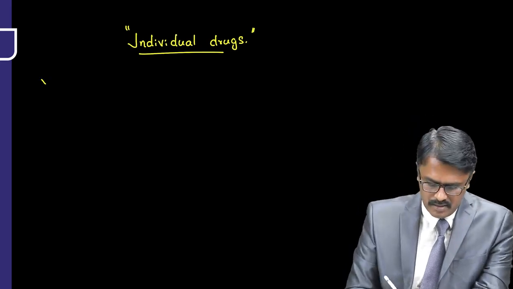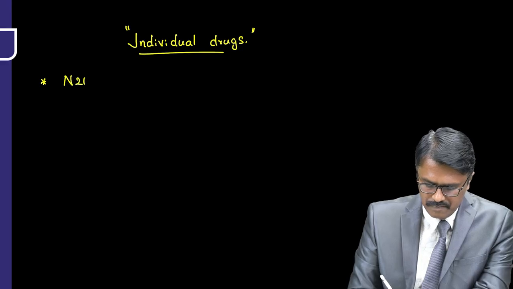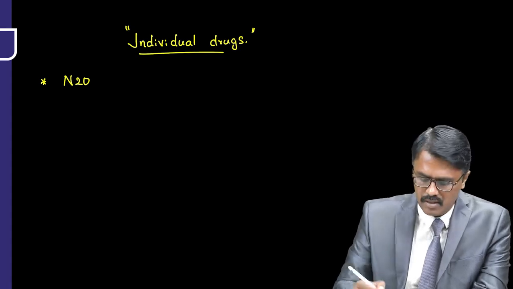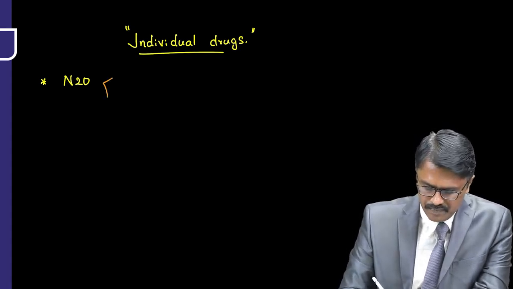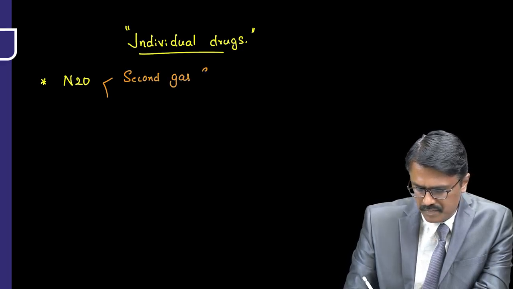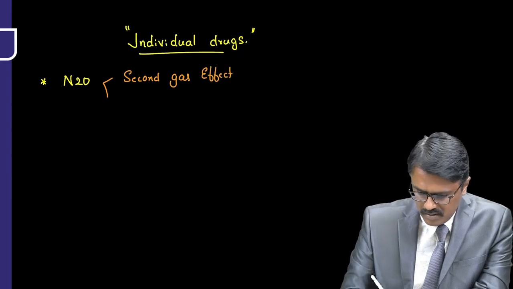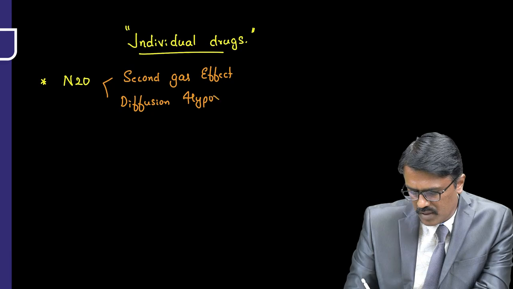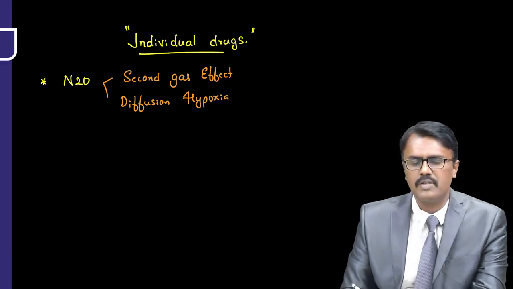The first drug is nitrous oxide. Whenever we think of nitrous oxide, there are two things they ask in the exam. One is called the second gas effect, and one more is diffusion hypoxia. One is the second gas effect, one is diffusion hypoxia.